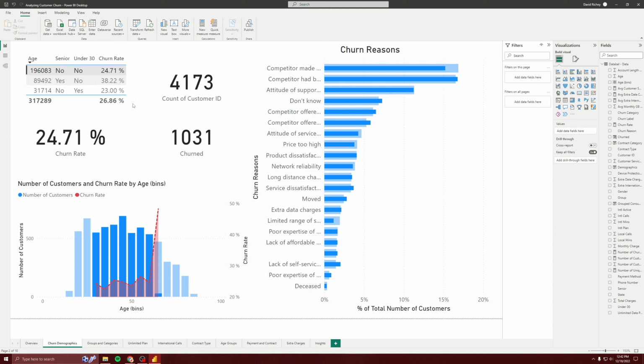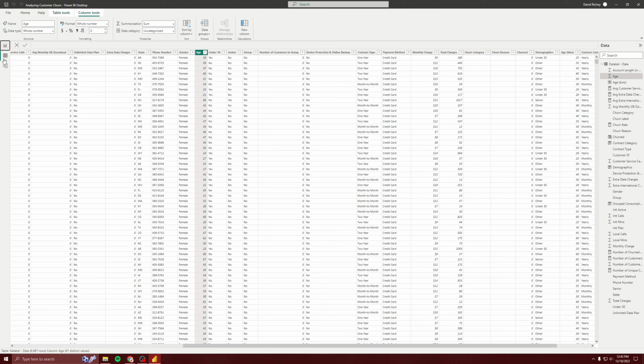and the rate percent. So we still have these cards for this page, and here we have the number of customers and churn rate by age. So we create some bins here, and these different bins are focused on age. Let's see if I can see. So I think it's these ones, under 30 and senior.